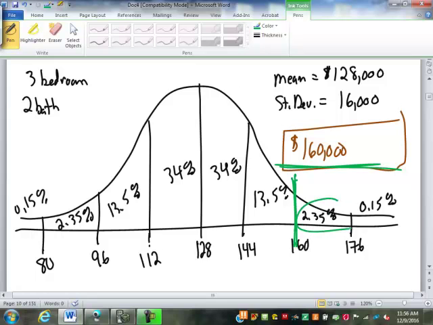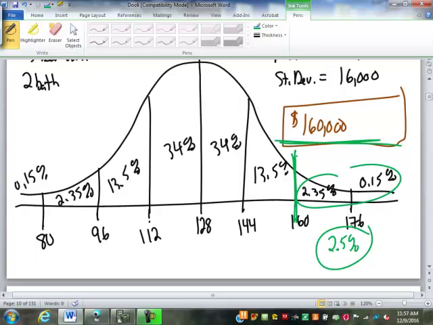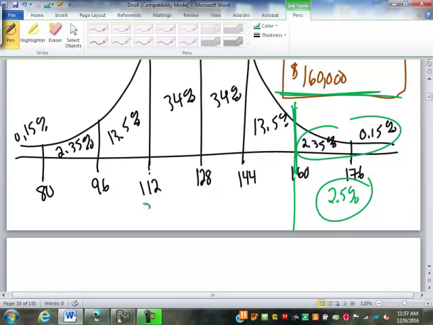So $160,000 is going to be right here. If I look at these numbers, I add them up, that's 2.5%. What that's telling me is, in that area, only 2.5% of 3-bedroom, 2-bath houses cost more than $160,000. In other words, 97.5% of the houses cost less. Think there's a pretty good chance we'll find something that we like that's cheaper? Yeah.